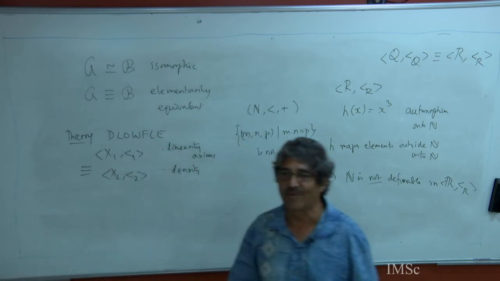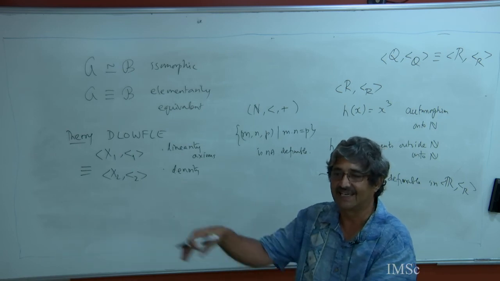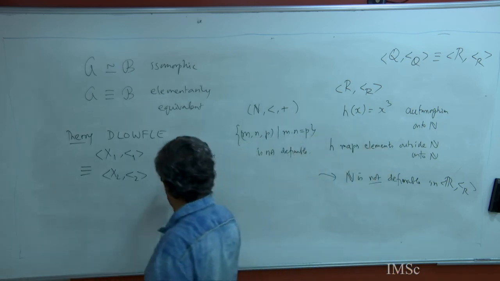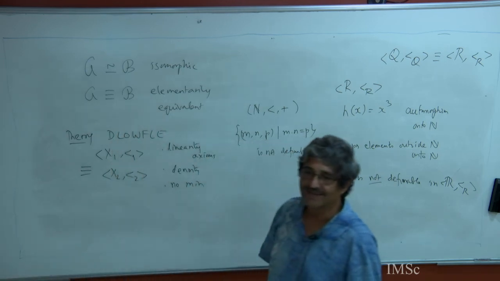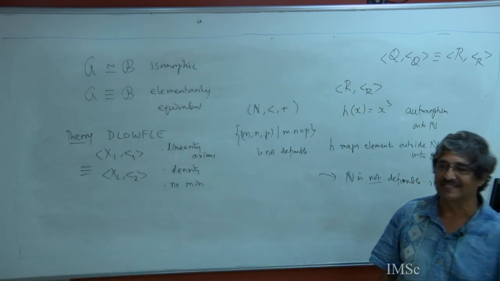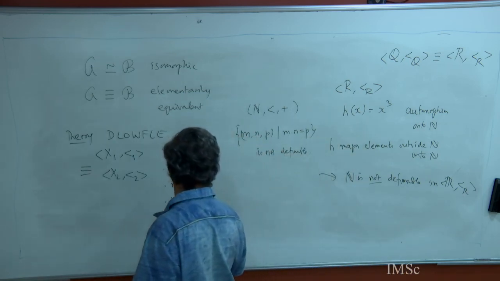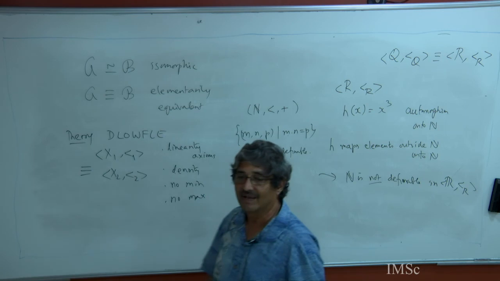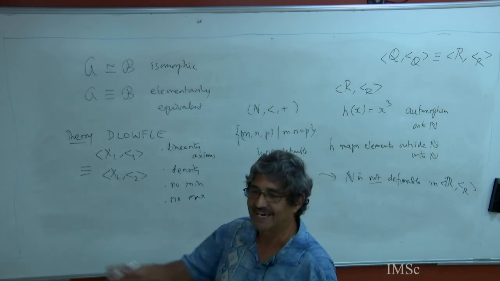For all x, for all y, x less than y implies there is a z such that x less than z and z less than y. No minimal element: for all x, there exists y such that y is less than x. No maximal element: for all x, there exists y such that x is less than y.